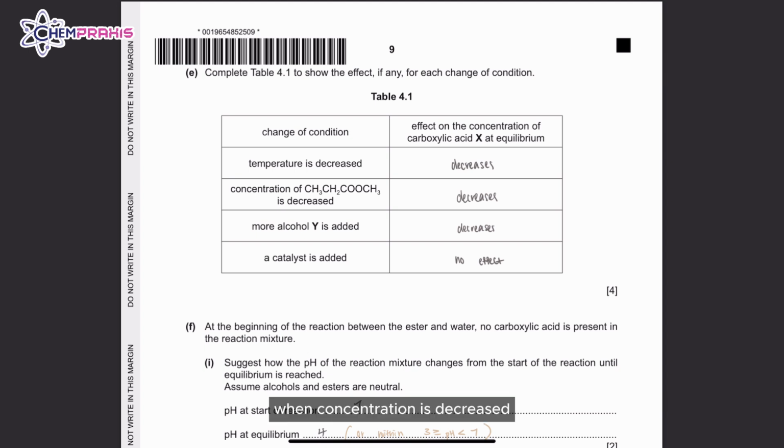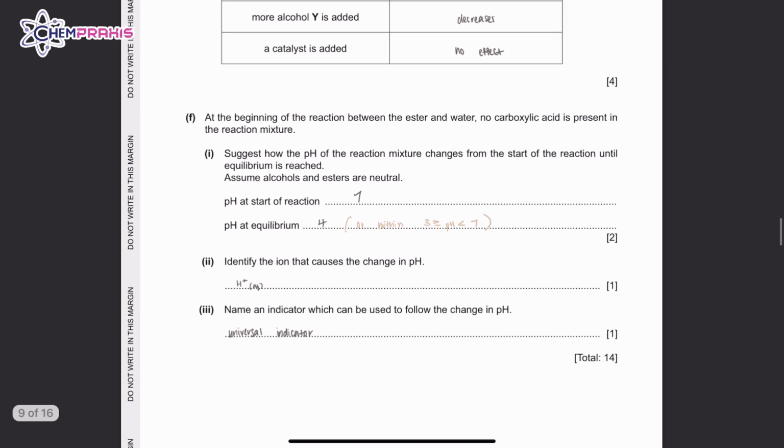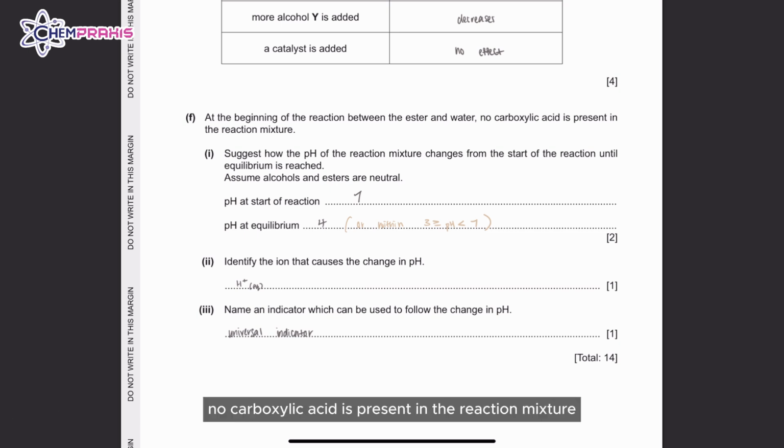When concentration is decreased, the concentration of carboxylic acid X at equilibrium decreases as well. When more alcohol Y is added, this also decreases. When a catalyst is added, there is no effect on the concentration of carboxylic acid X at equilibrium. At the beginning of the reaction between the ester and water, no carboxylic acid is present in the reaction mixture.